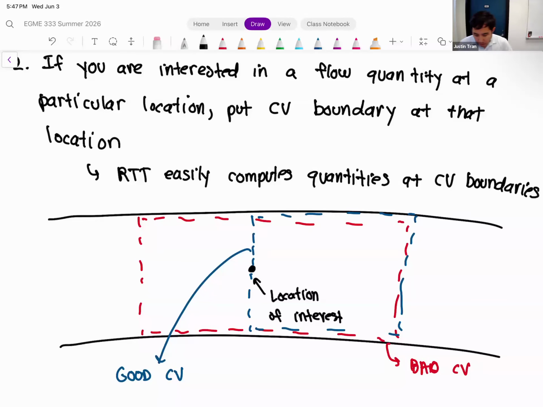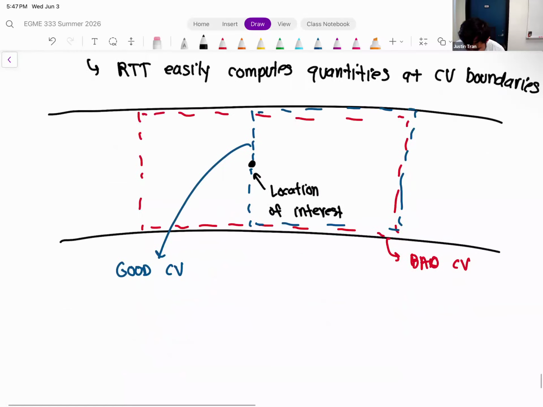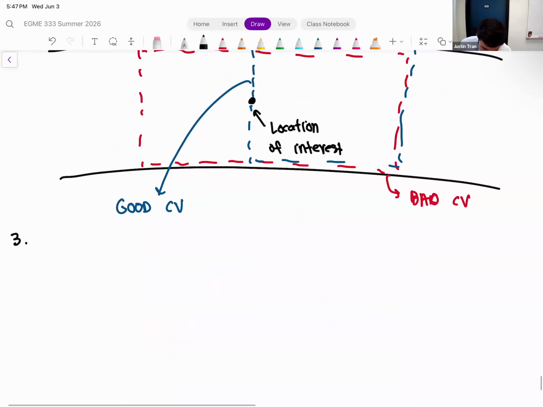Last tip that we'll mention here. This one I'll just mention because this is another one where the devil's in the details. Tip number 3 is: don't be afraid to use a moving control volume or a deforming control volume.